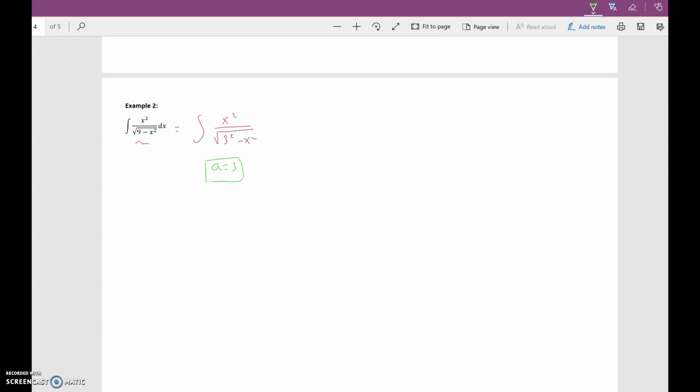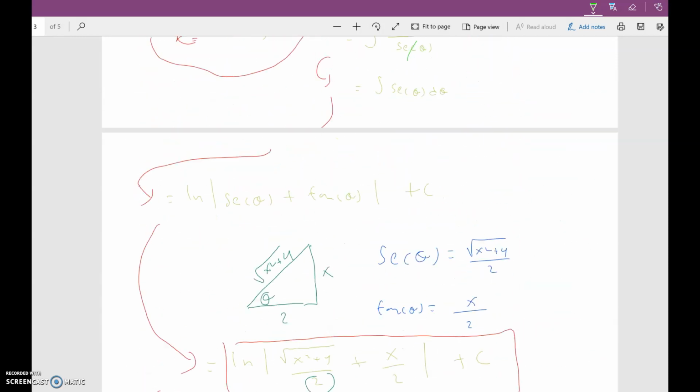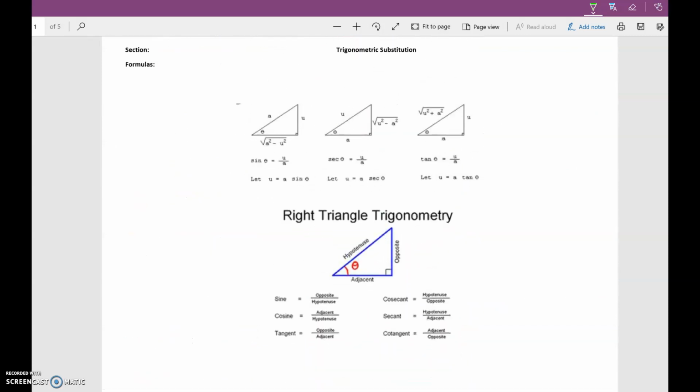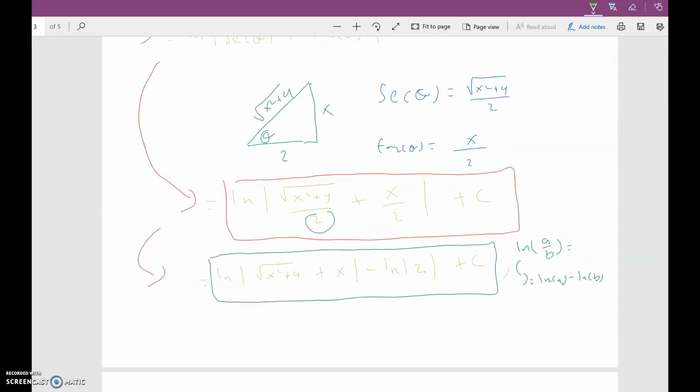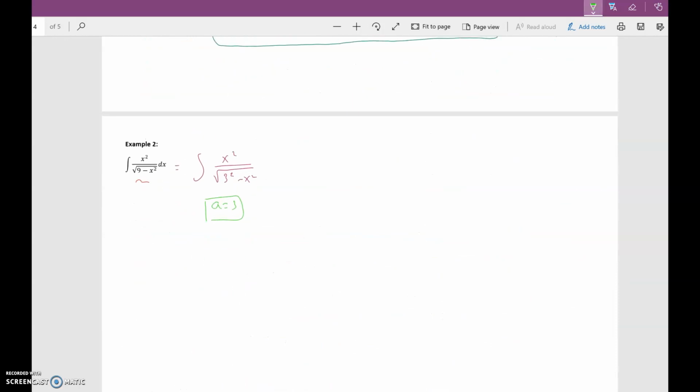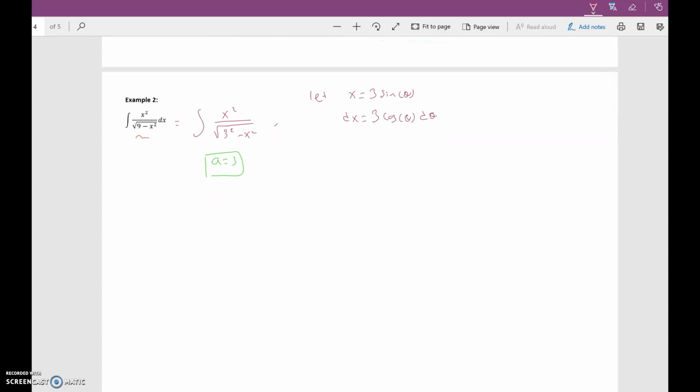I'm just going to box this in. So you have a constant minus an x squared. That's going to be the sine one. So a constant minus an x squared, this is going to be our substitution. So let me actually rewrite it. In this case, I'll just let x equal 3 sine of theta, which is going to give us that dx is equal to 3 cosine of theta d theta, and this one's going to be messy.